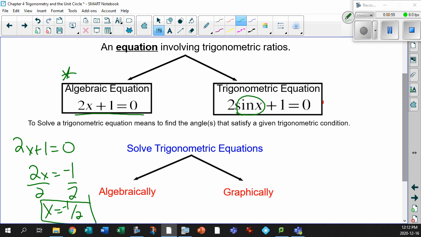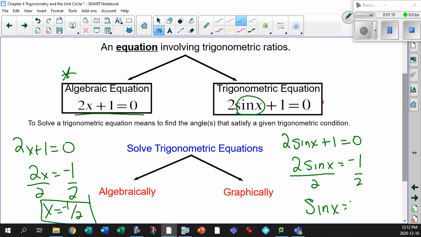So how would I go about solving this? Well, simple. I would go 2 sine x plus 1 equals 0, exactly like the algebraic one here, right? Bring that over, divide by 2, and I would get sine x equals minus a half. But remember, this is a trigonometric value. So I'm going to have to find out where sine is negative a half. Well, we'll do that eventually.